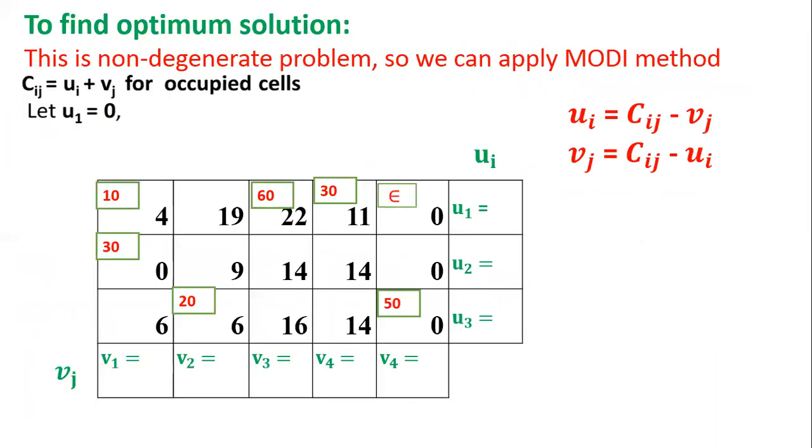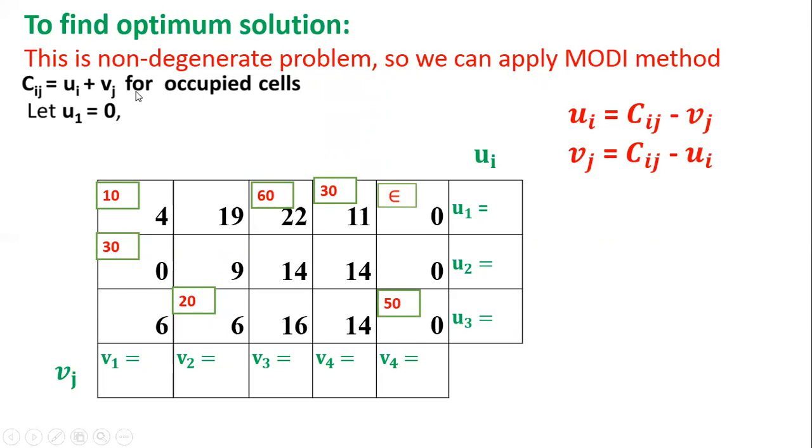So m plus n minus 1 equals the number of allocations. So this is a non-degenerate problem. So now this is a non-degenerate problem, so we can apply the MODI method, that means modified distribution method. In the last two videos, I have explained how to find the Ui and Vj values. The Cij values are the original cost elements. Original cost element values are called the Cijs.